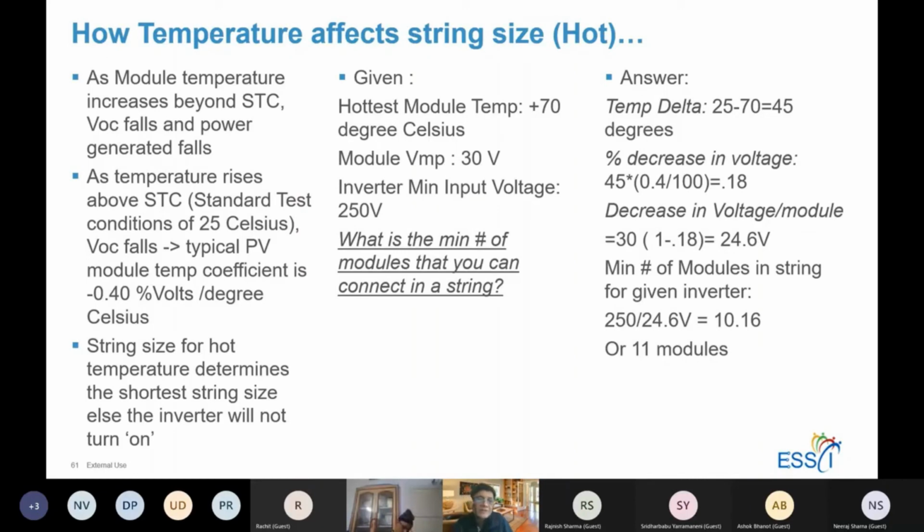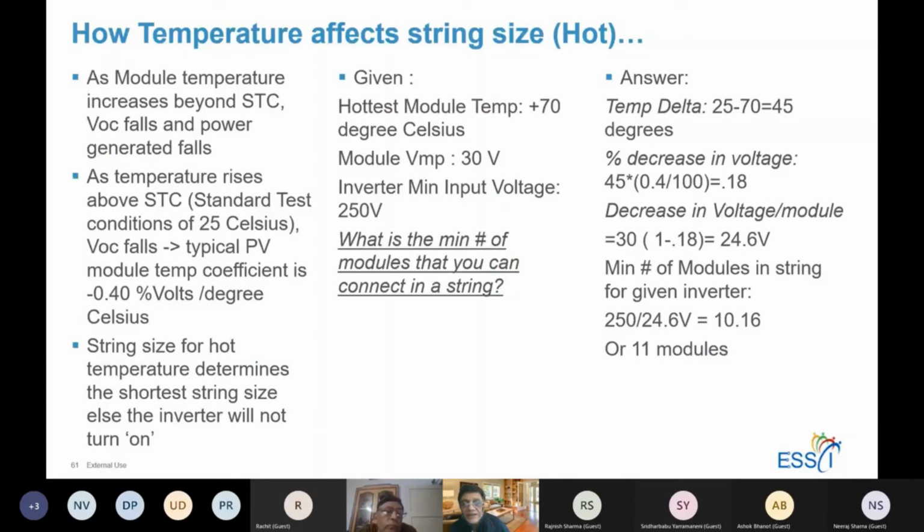And the module temperature is relevant. It is not the ambient temperature. Ambient temperature in Jodhpur is 48, but the module will heat up a lot more at the junction, and it could be at 70 degrees centigrade. That's the example I have taken. Okay, so if it is 70 degrees, what is the delta? It is 45 degrees up above the standard test condition. So the voltage will decrease by 18%. And therefore, the decreased voltage in absolute terms is 24.6 volt.